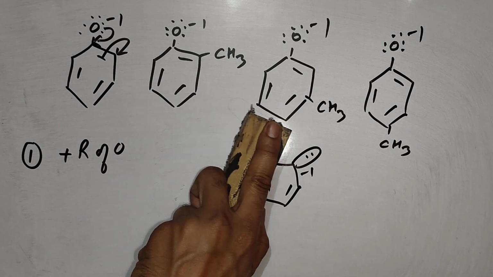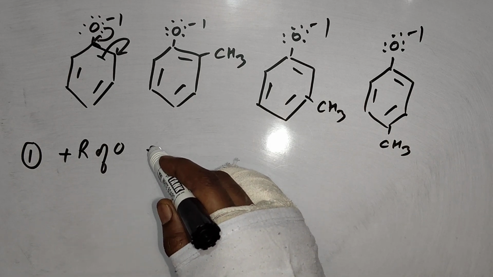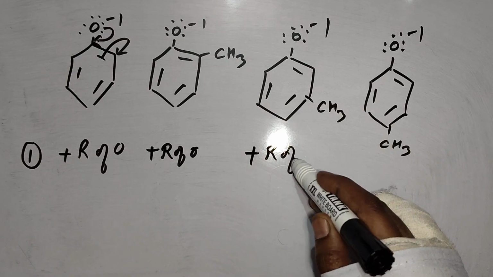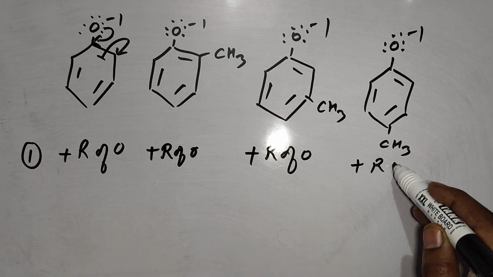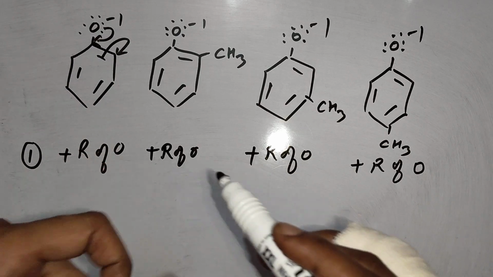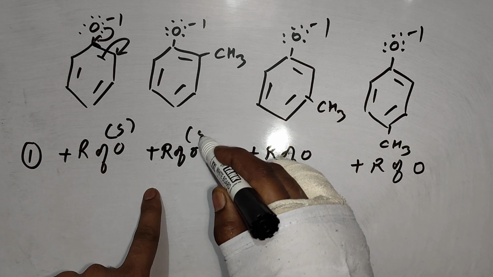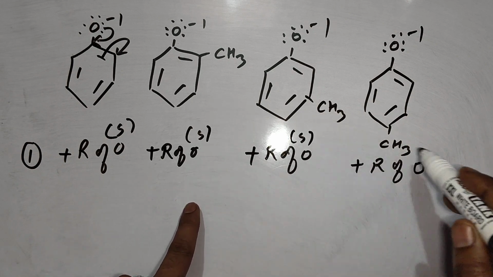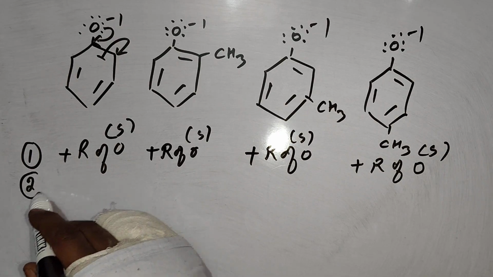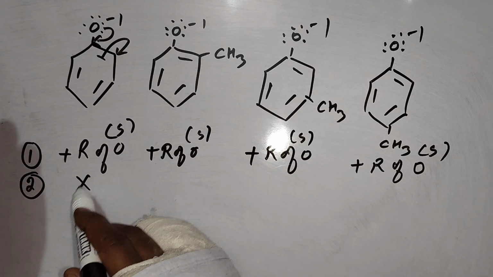And this effect is available in all the rest 3 cases. So plus R of O, plus R of O, and plus R of O. And because this factor is decreasing the negative charge of oxygen, we will call it a stabilizing factor. So I will write here S, stabilizing factor. Now the second factor which is present: substituent is not there in phenol, so no other factor, just cross it.